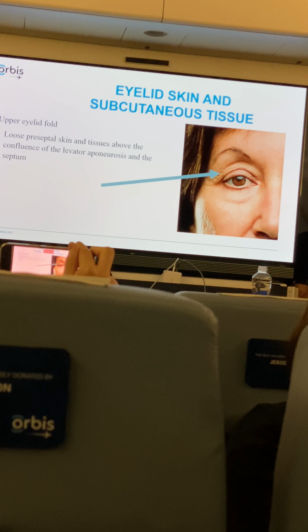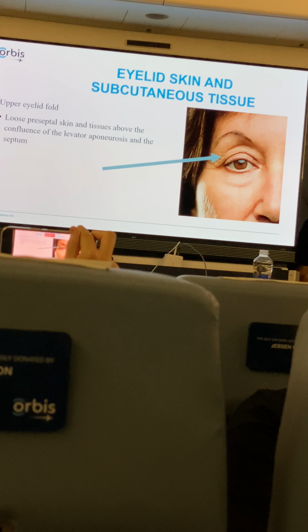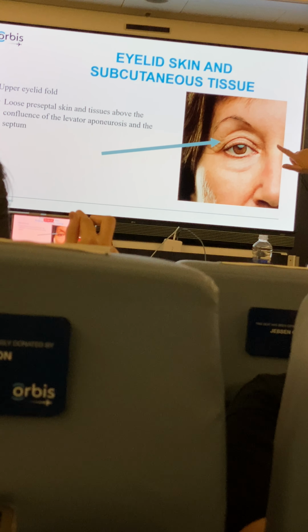Below the lid crease, the skin is very close to the tarsus. Above the lid crease, we see that there is loose skin, which may allow for collection of fluid if there's an infection. So noting that the upper lid crease, above the lid crease is the upper lid fold.